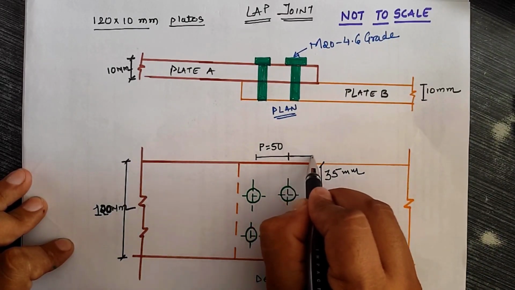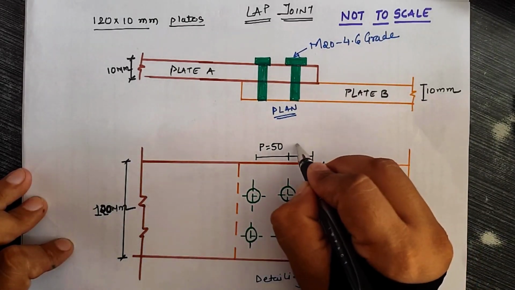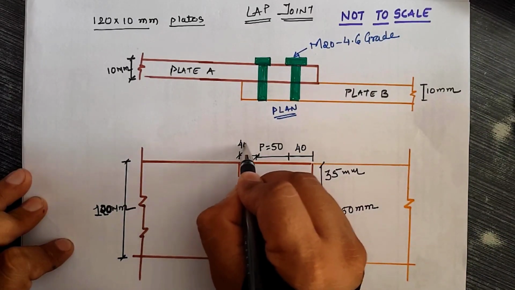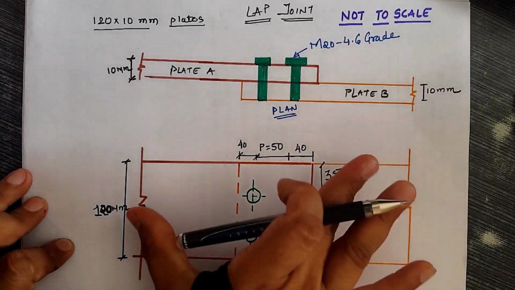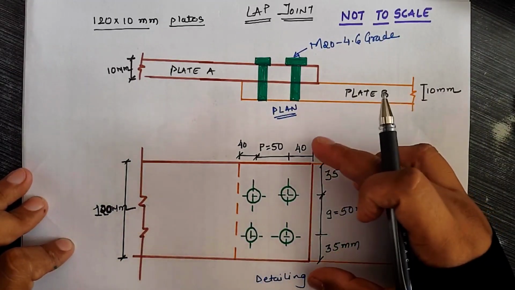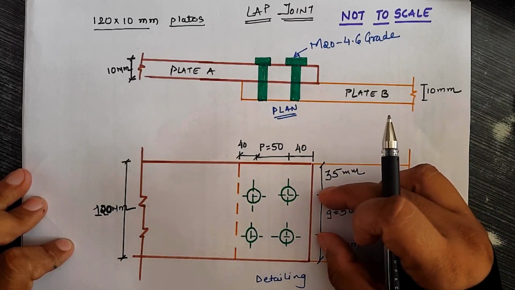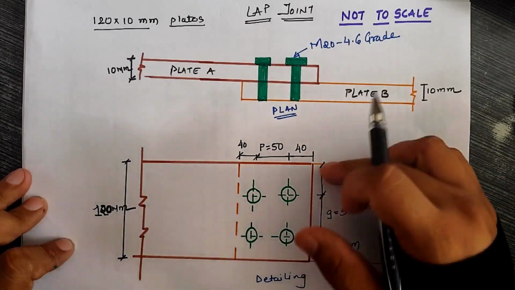And edge distance or end distance is assumed as 40 mm. So we will take this distance as 40 mm because 40 mm is not restricted by the length of overlapping, while the width is restricted as 120. So we have to assume the gauge value 50 and the remaining part as end distance or edge distance.